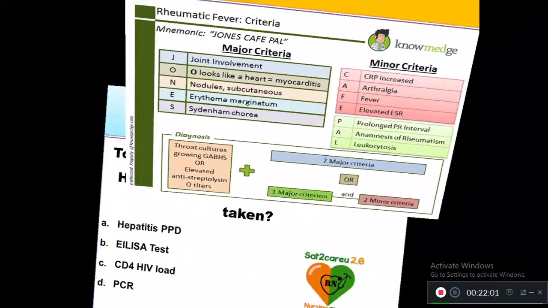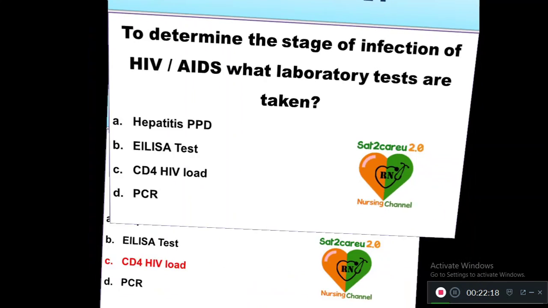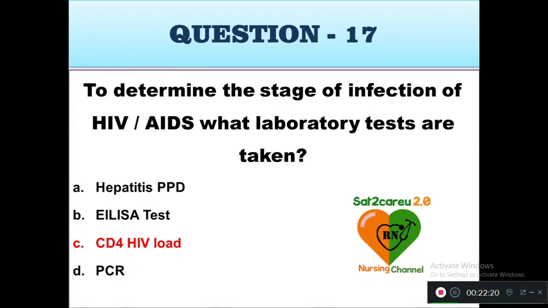Question number 17. To determine the stage of infection of HIV/AIDS, what laboratory tests are taken? Option A, hepatitis PPD. Option B, ELISA test. C, CD4 HIV load. And D is PCR. The right answer is CD4 HIV load, taken to check the stage of infection of HIV/AIDS.